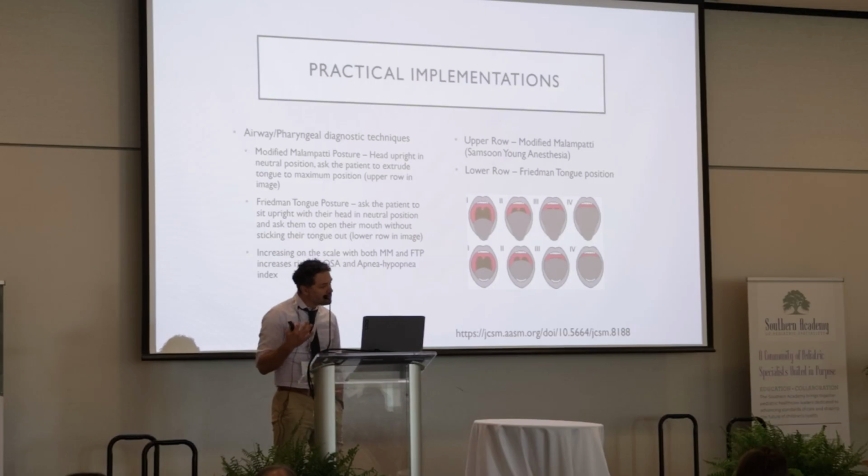Okay, so this is the modified Mallampati posture, the Friedman tongue posture. They're both fairly similar. This just helps me, while a child is sitting upright, to get a good chance to evaluate the airway. Obviously, the further you go on the scale, the more issues we're going to have.